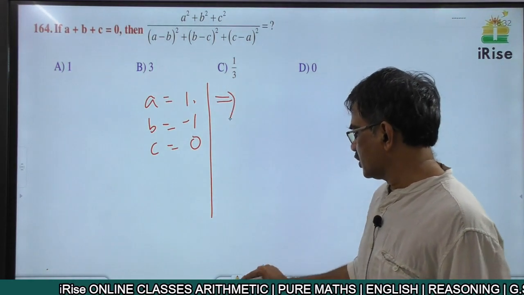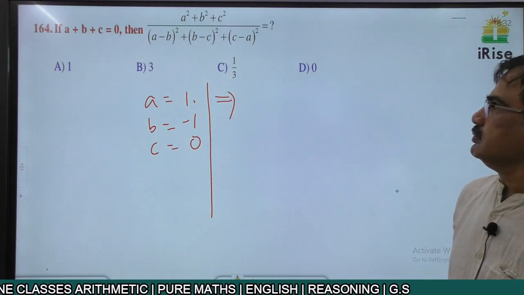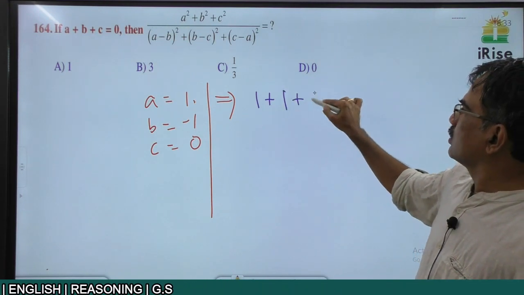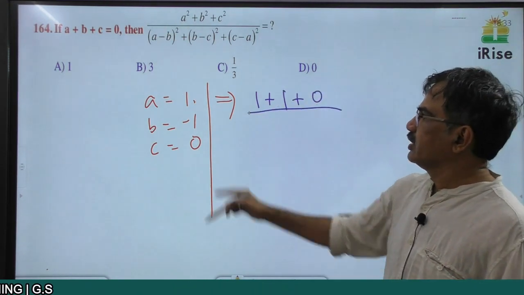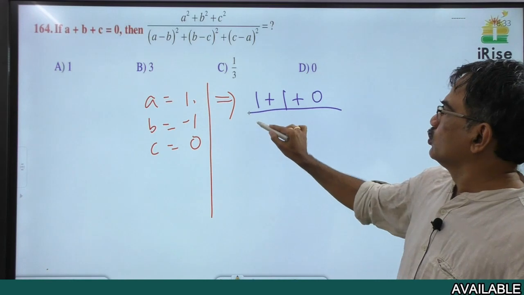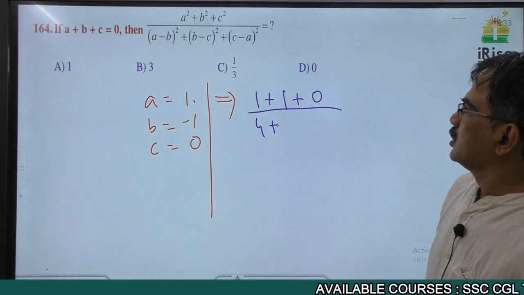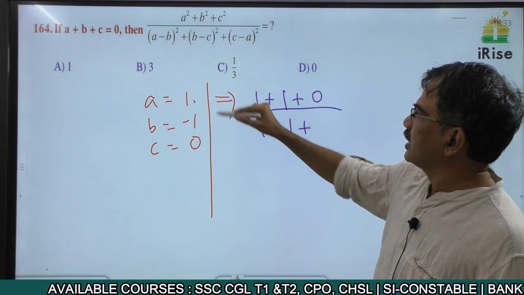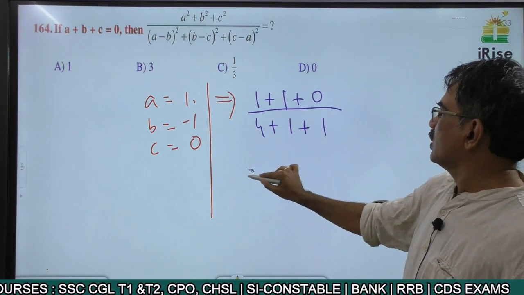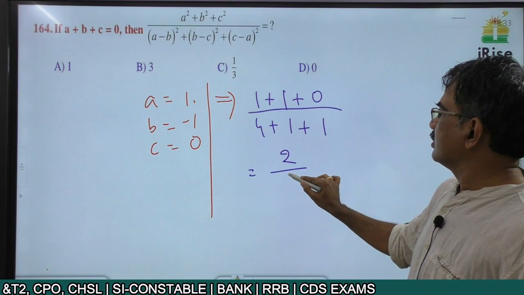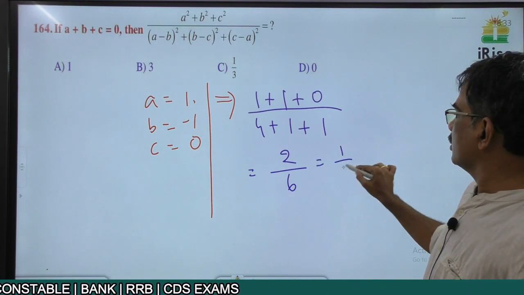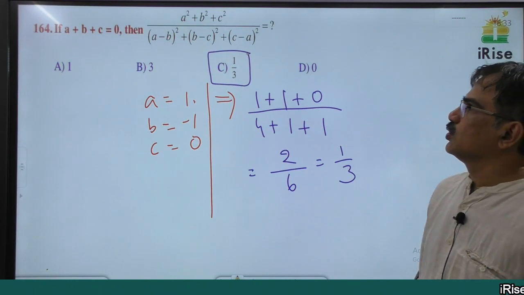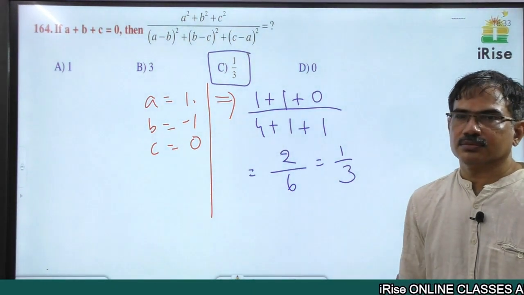Then what does it become? a is equal to 1, b is equal to minus 1, whole square, plus c is equal to 0, by a minus b is 2, 2 square is 4, b minus c is 1, 1, plus c minus a is again minus 1, whole square is 1. This is 2 by 6. Answer is 1 by 3.